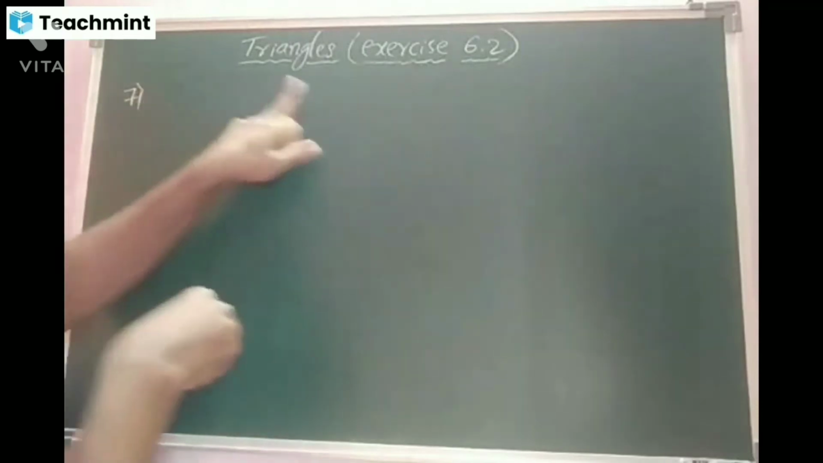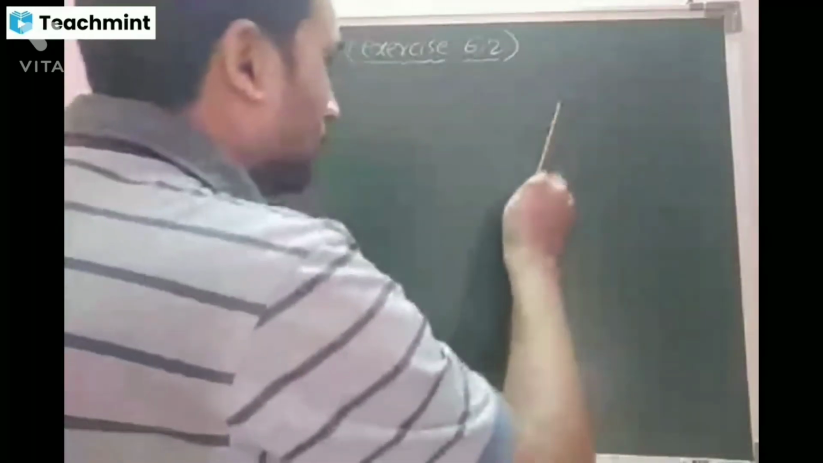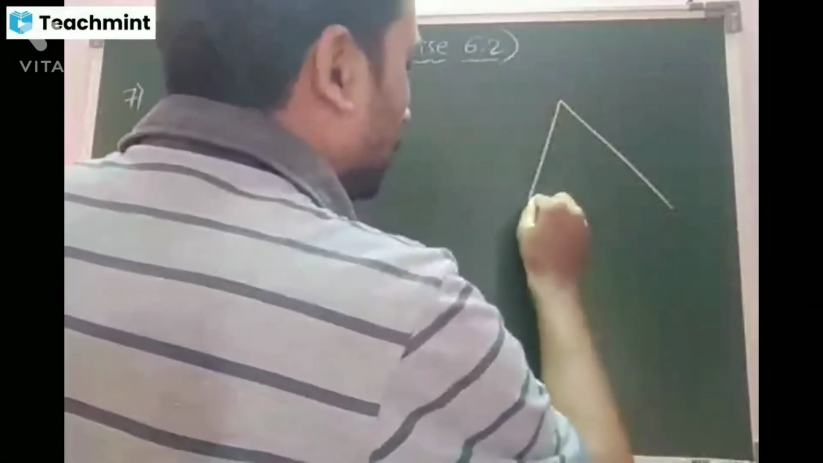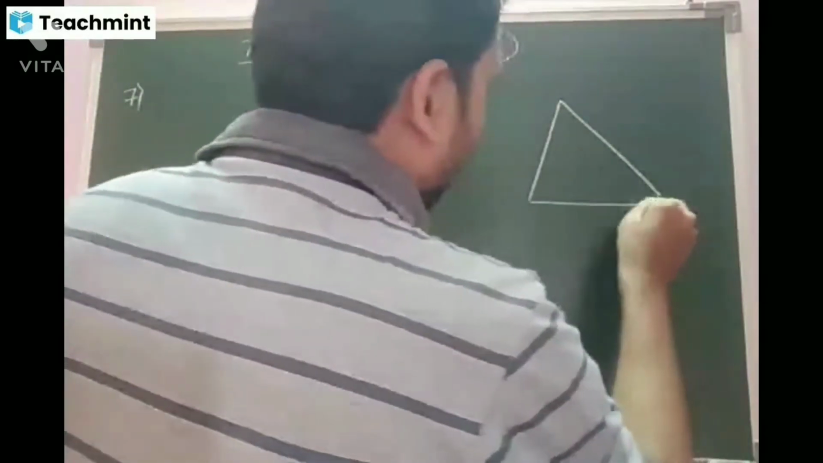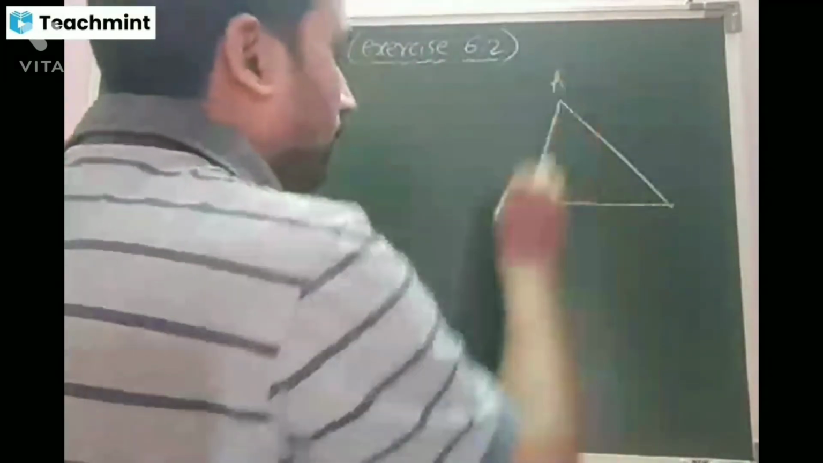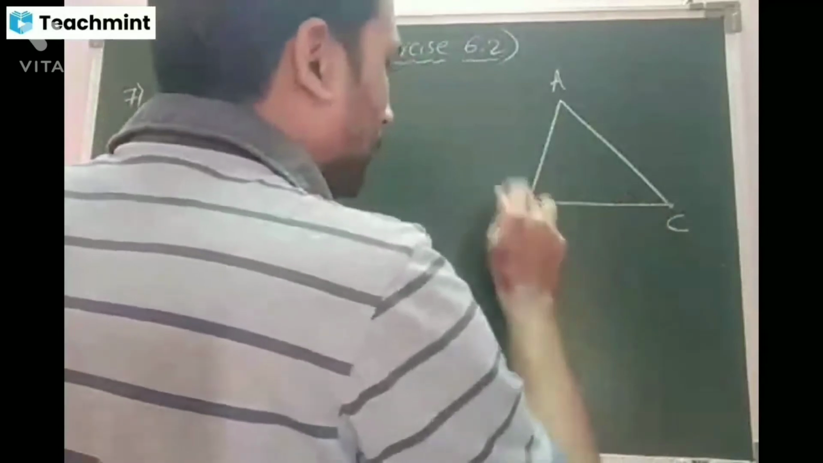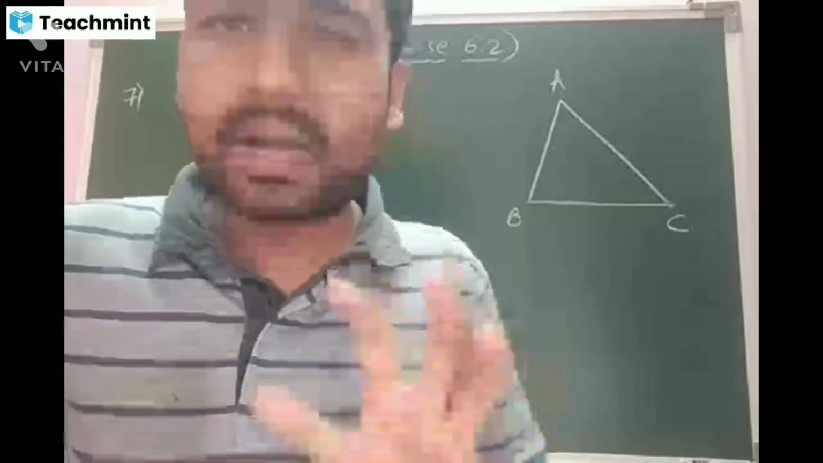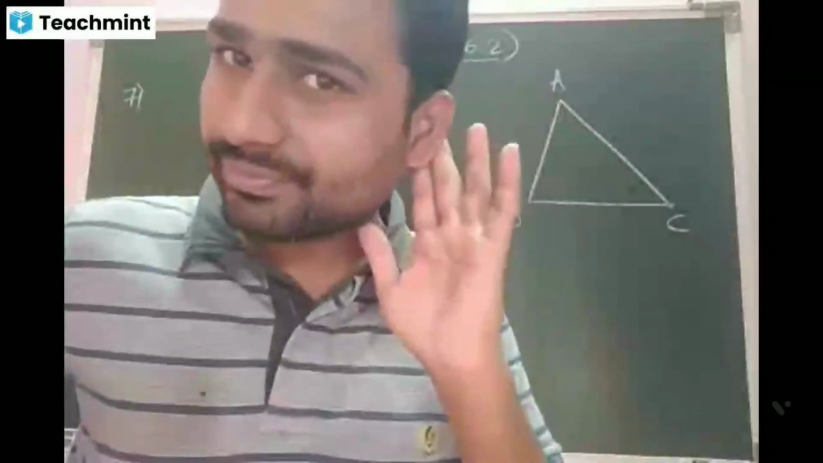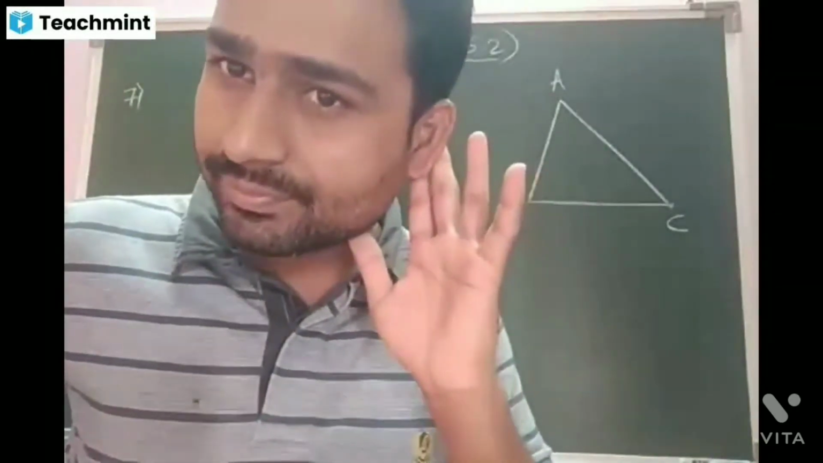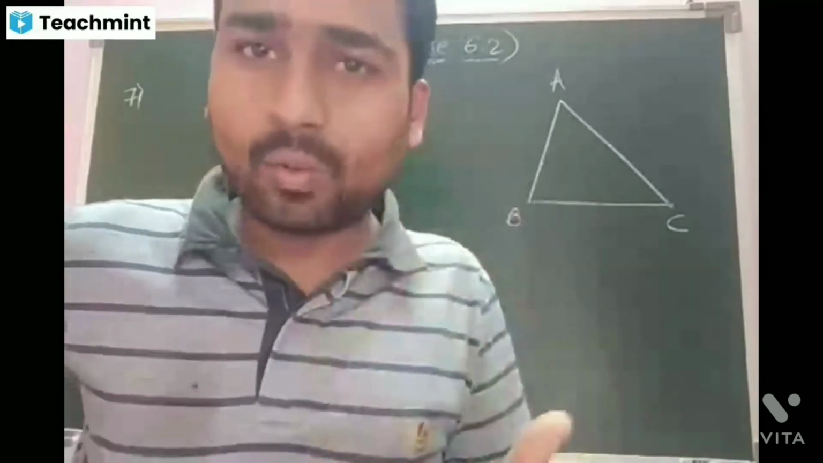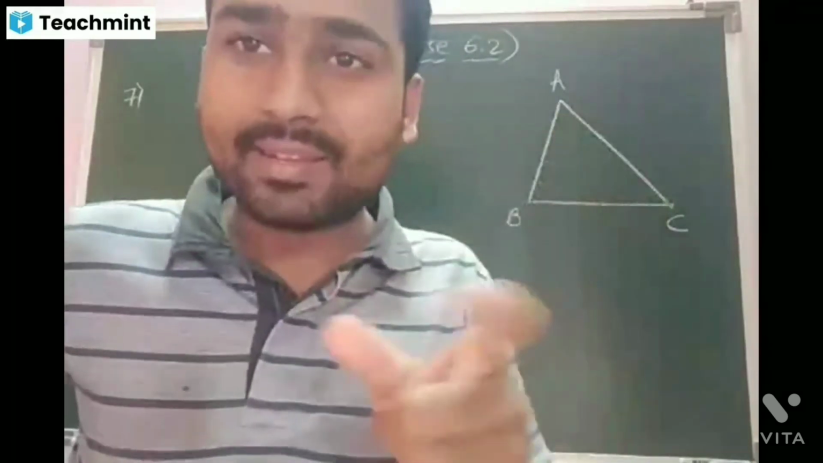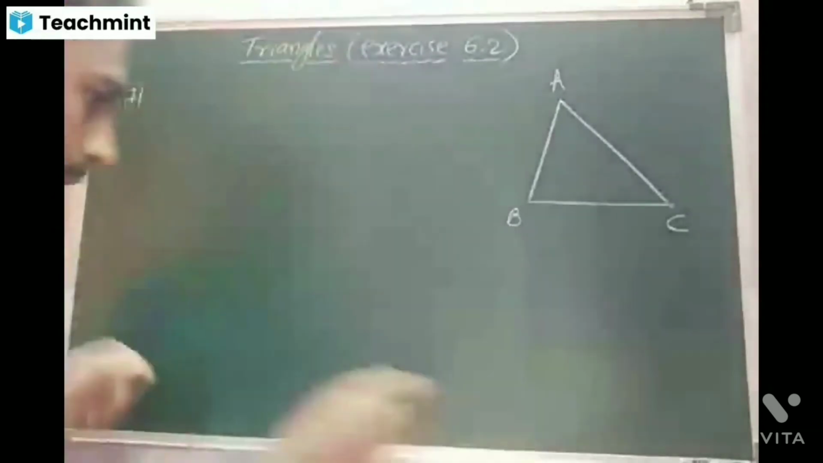Using theorem 6.1, prove that a line drawn through the midpoint of one side of a triangle parallel to another side bisects the third side. Recall that you have proved in class 9th. Yeah, beta. Number 7 is the converse of the midpoint theorem. Am I right? Yes, sir. Now let us recall what we have studied in the ninth, that is the converse of the midpoint theorem.